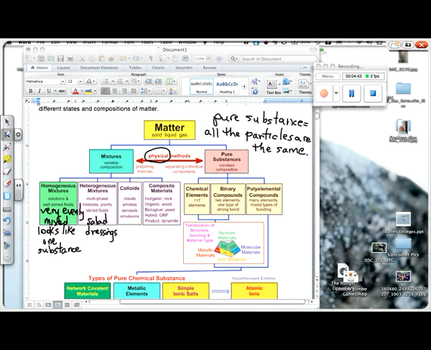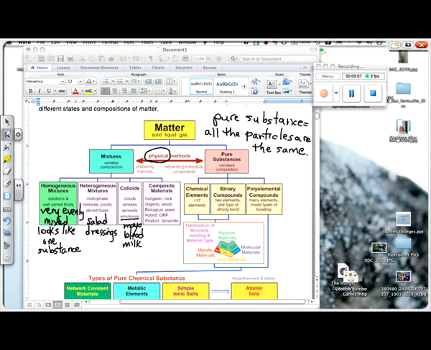A colloid, that's what I had in my mind. Things like emulsions. Mayonnaise is an emulsion. Mayo. Blood is an emulsion. Milk is an emulsion. These substances are not evenly mixed at the particle level. They're clumpy, so that is why you can't see through them.